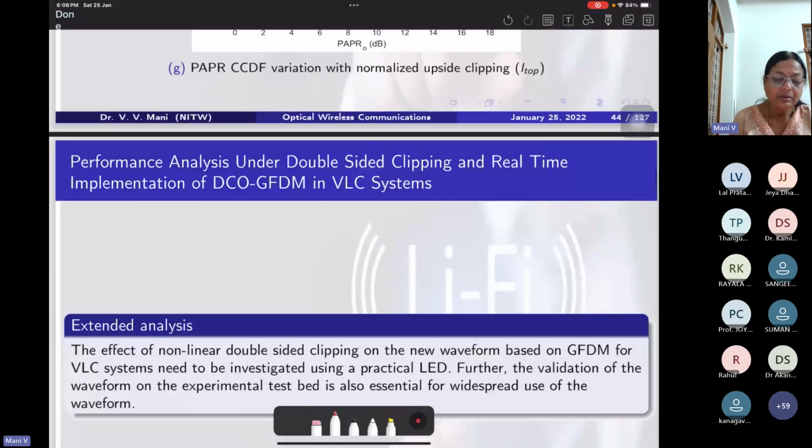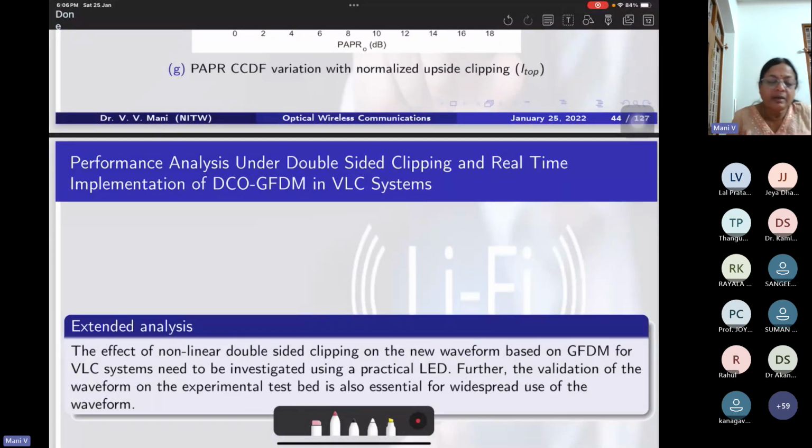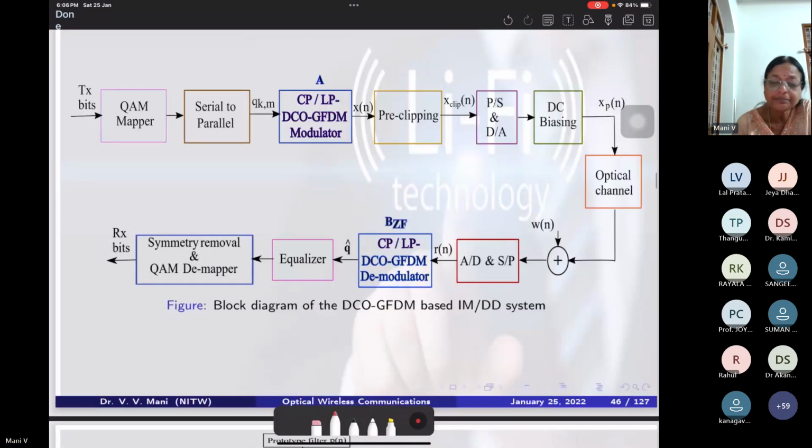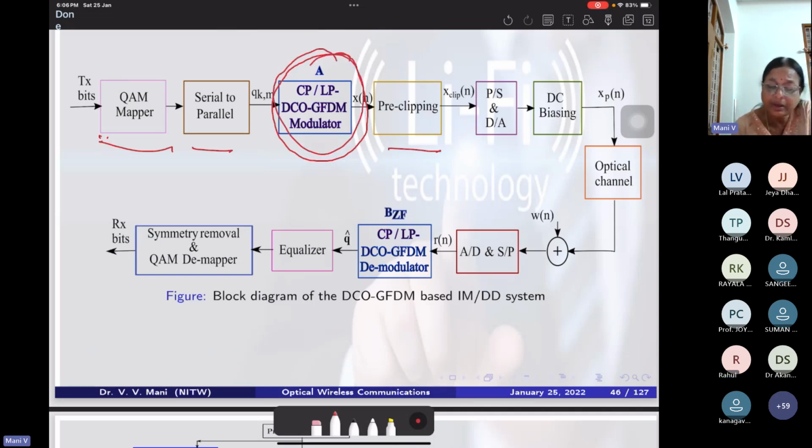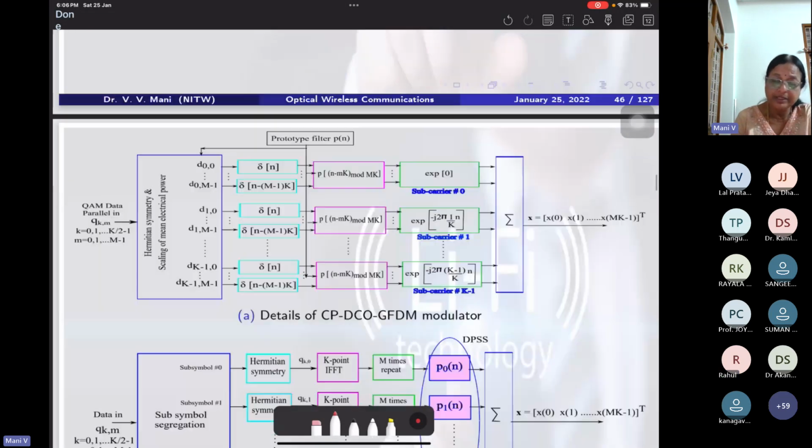So now, the performance and analysis under double-sided clipping and real-time implementation of this GFDM in VLC systems is analyzed. We have written our own code for the DCO GFDM modulator in LabVIEW, and every block is written in LabVIEW. This change we brought to LabVIEW, and the DCO GFDM demodulator is also introduced. It's a new format for your original system.